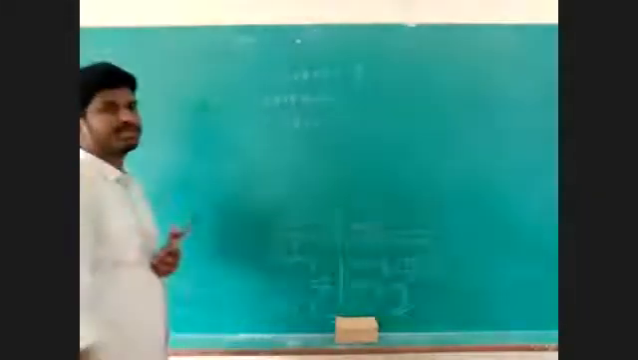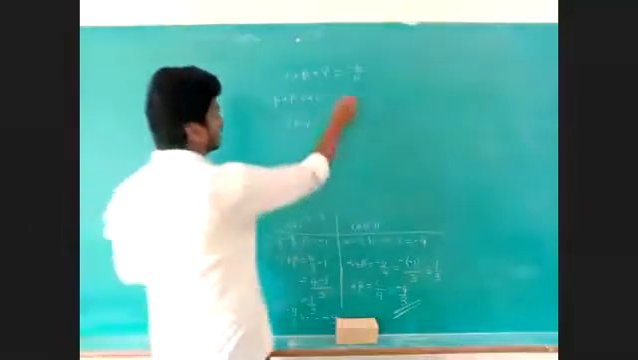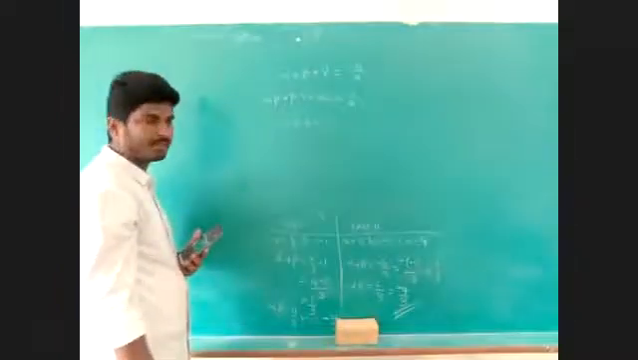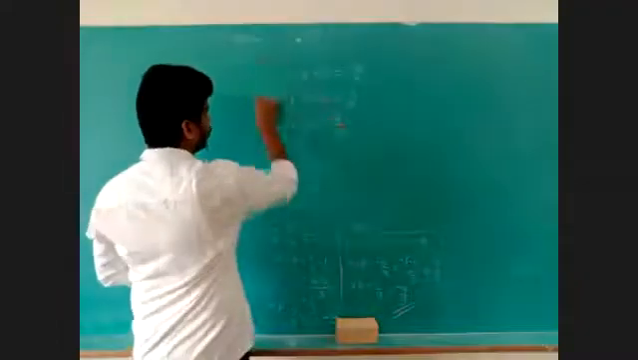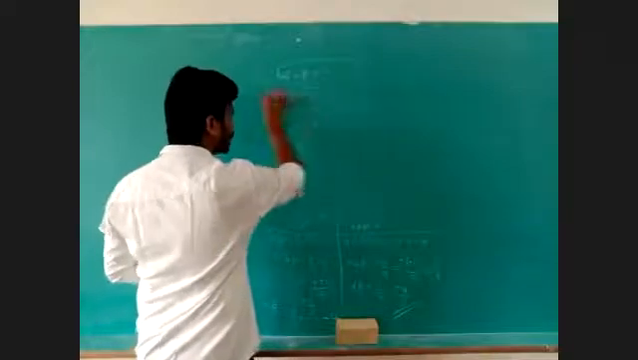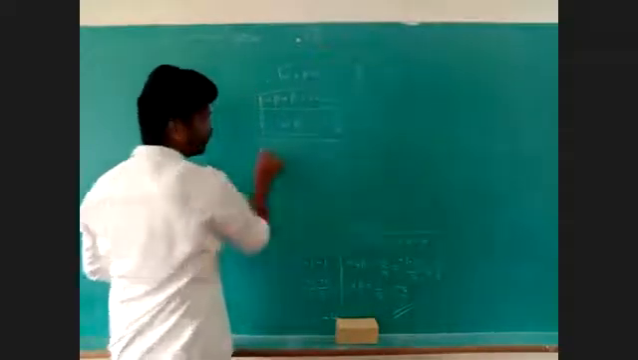Alpha beta plus beta gamma plus gamma alpha, c by a. Alpha into beta into gamma formula, minus d by a. So this is the sum of the zeros, this is the sum of the product of the zeros, and this is the product of the zeros formula.